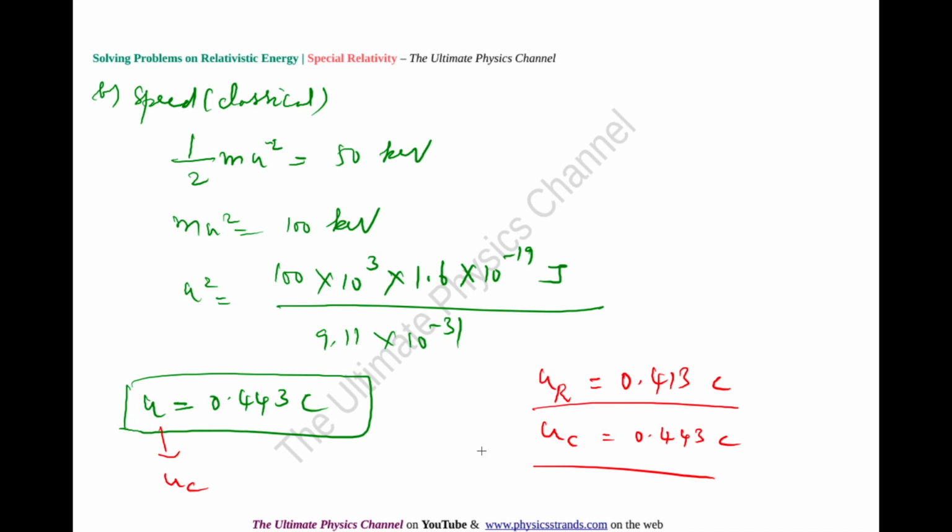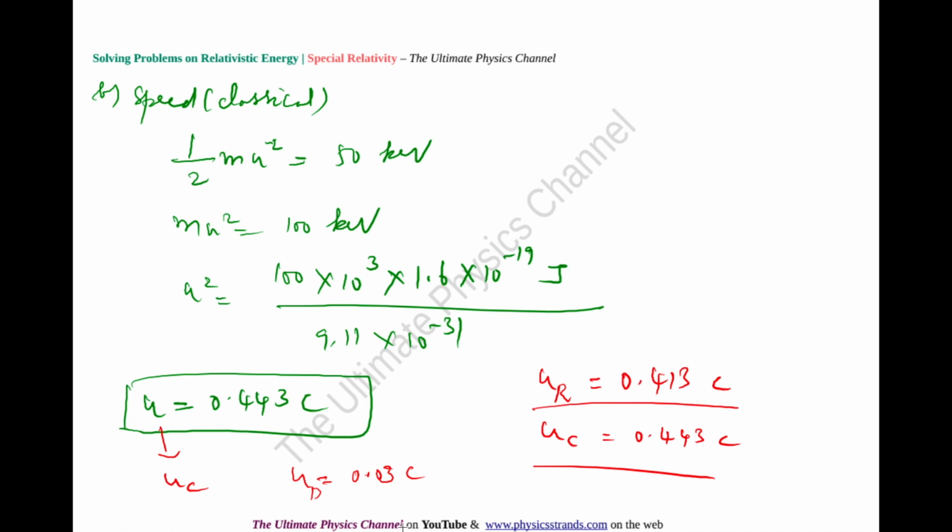So how different it is, you can calculate the difference. That is about 0.03 c. So the u difference is the speed difference between the classical and the relativistic values, and that is 0.03 c, and that is a significant speed.